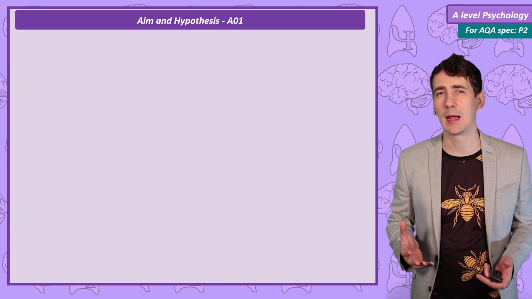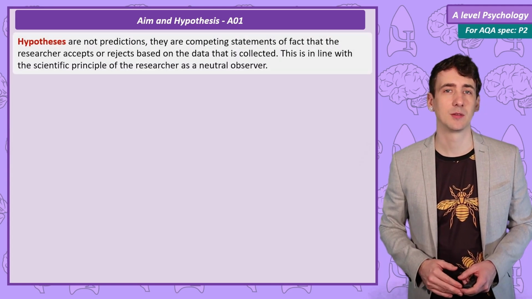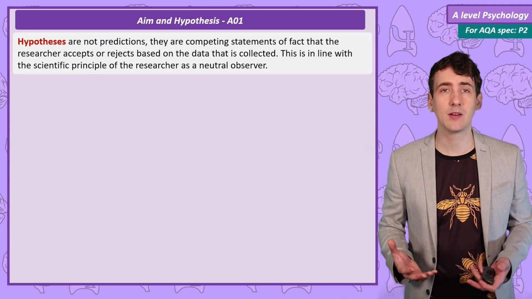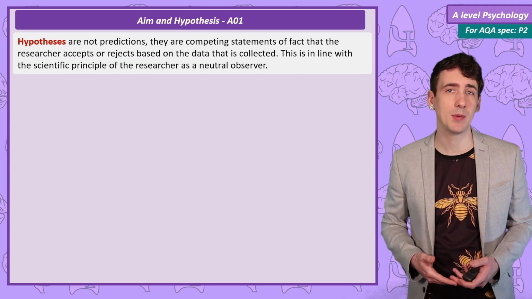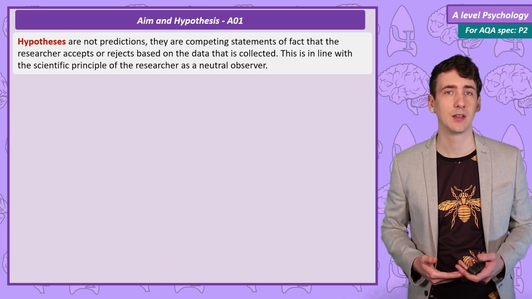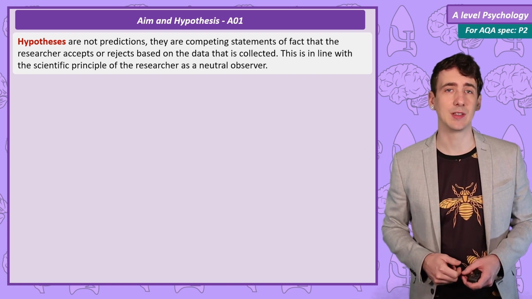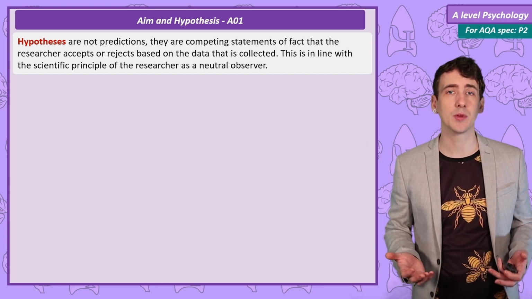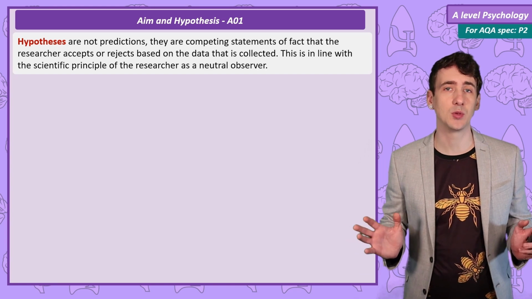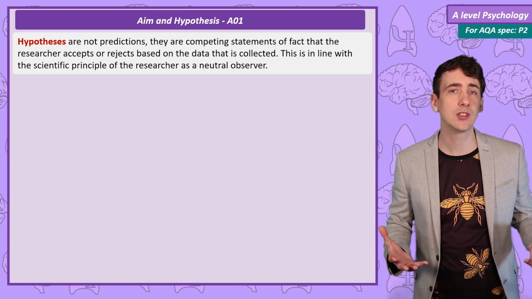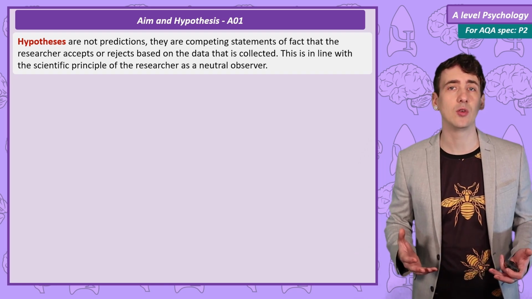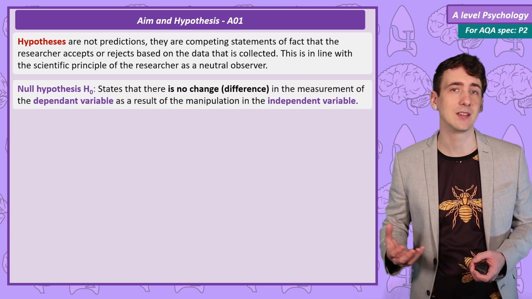Now, an important point about hypotheses, they're not predictions, they're statements of fact. Now, of course, we reject or accept a hypothesis depending on the evidence we collect. So, what's going on? Well, we actually have two hypotheses. As good scientists, we begin with the principle that there is no difference between the conditions, or no relationship between the variables. This is called a null hypothesis, or H0.